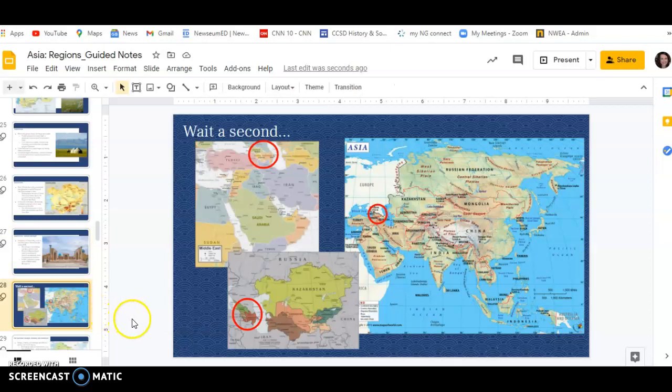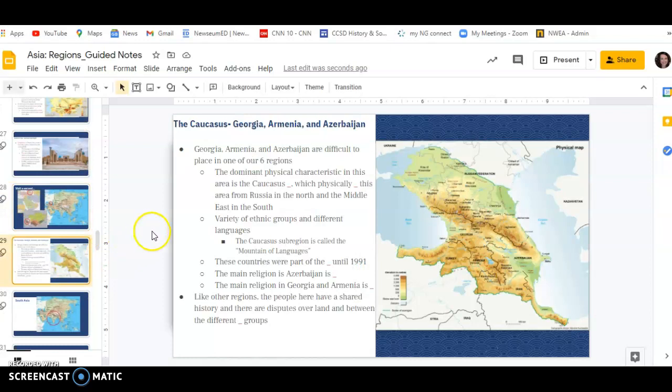Now, there's something maybe some of you have noticed, and it's really small, so you might not have, but so far we've talked about West Asia and Central Asia, and also North Asia up here, and we haven't talked about these 3 countries, which have nonetheless appeared on all of our maps. So what's the deal with these countries? We call these the Caucasus: Georgia, Armenia, and Azerbaijan. Okay. It's very difficult to place these 3 countries in any one of our 6 regions, right? Because it doesn't quite fit with the characteristics that we're using to define our regions.